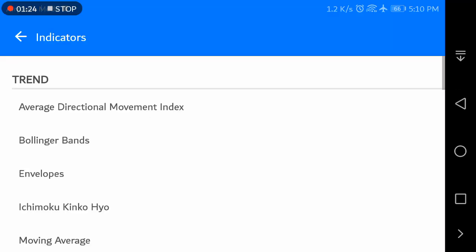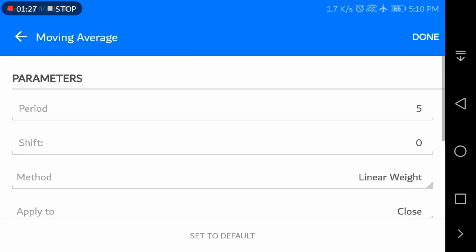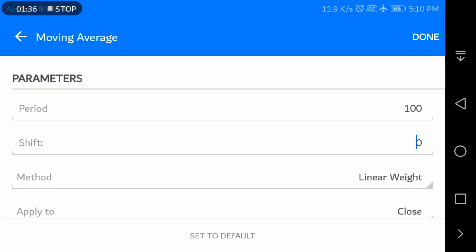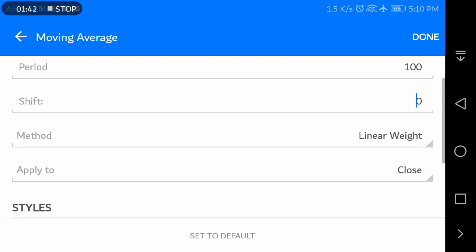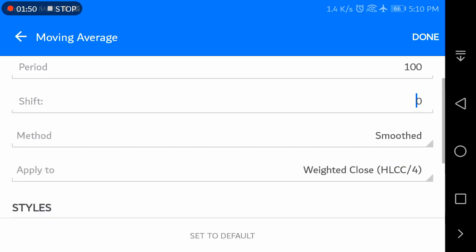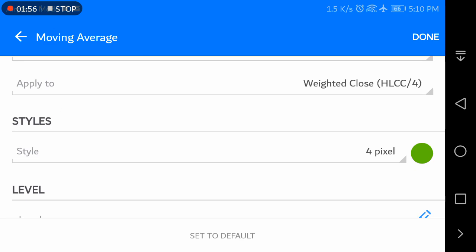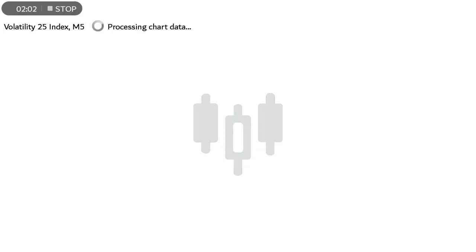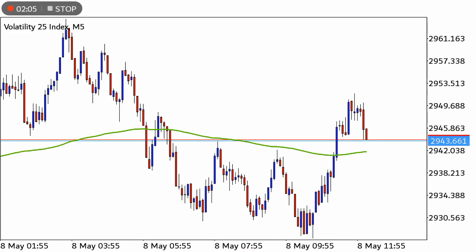First of all, we need to go to the indicator section, then the trend section, and click on moving average. First of all, you need to pick 100. Just simply click on 100, click on next, and done. What will be the method? The method will be smoothed, apply to close, HLC. Okay guys, choose any color and any pixel width you wish. Simply click on done. The first moving average is added on your chart.